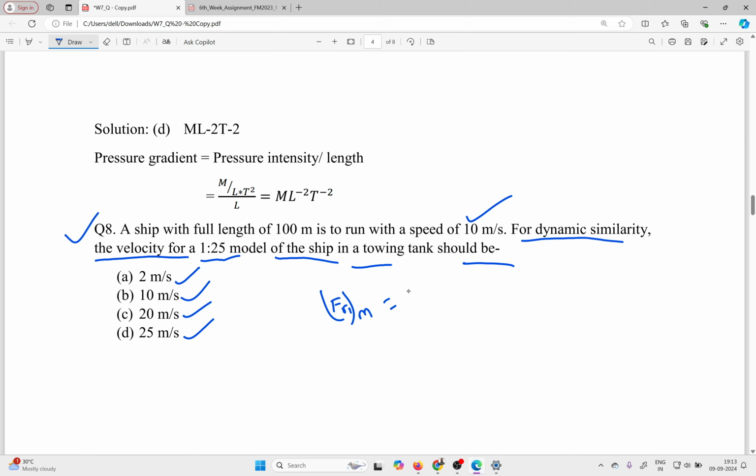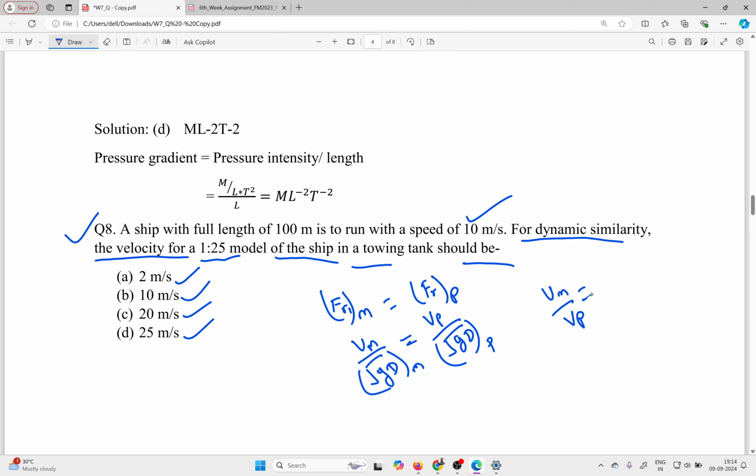FR model is equal to FR prototype. So FR model is nothing but V model divided by root gD, where D is area by top width, equal to V prototype divided by root gD. So V model divided by V prototype, g will be cancelled out. So D is what? D is a length parameter. How? D is equal to area by top width.